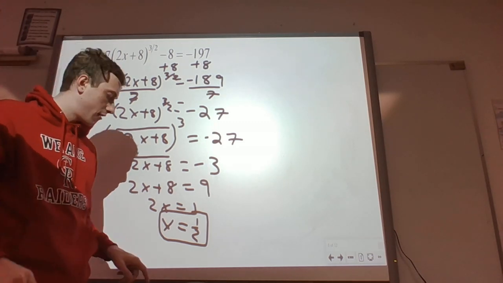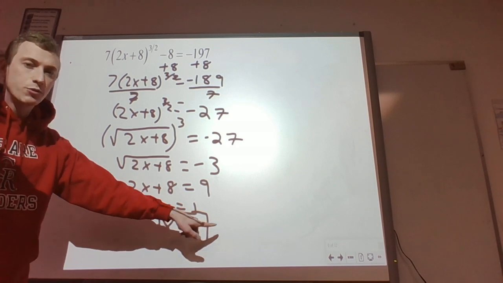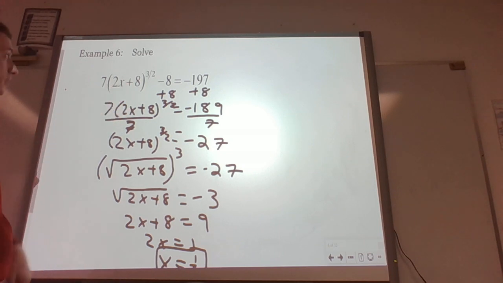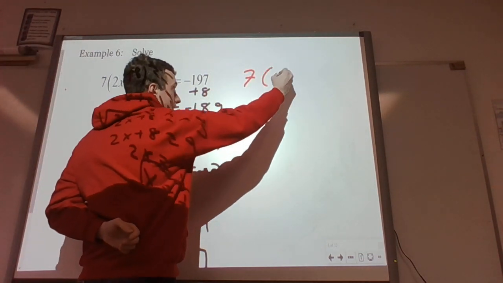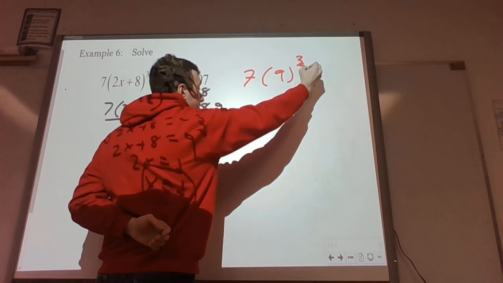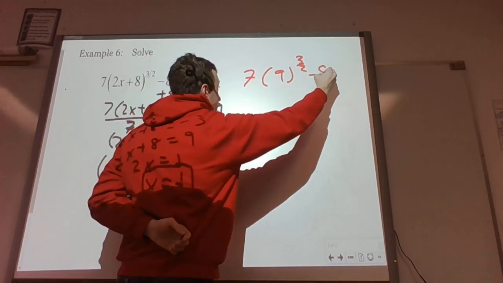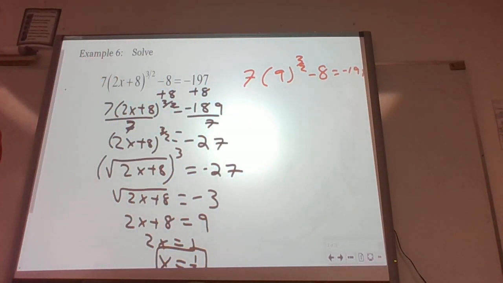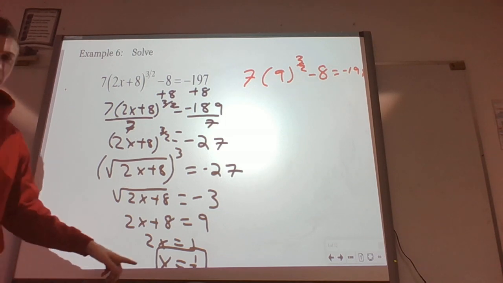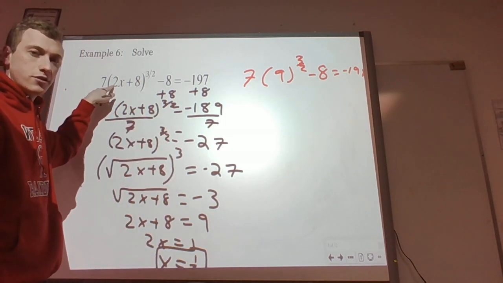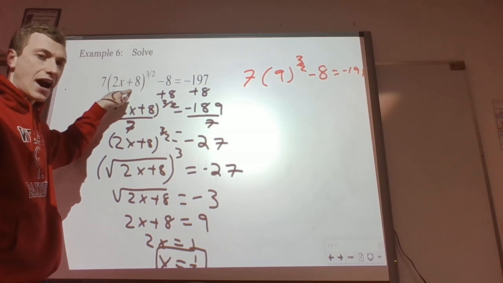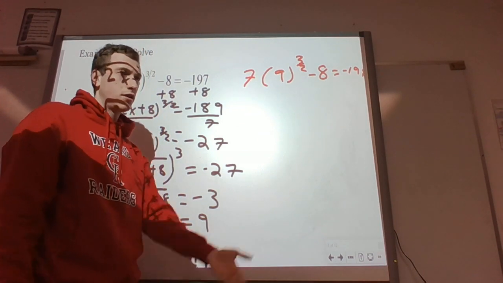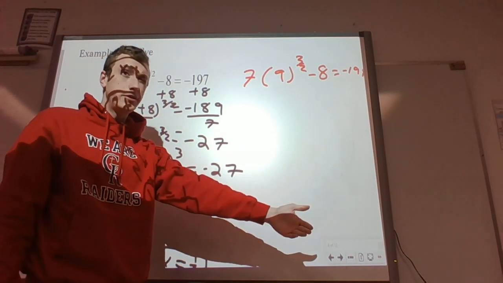Okay, let's go back and verify our solution. We have x equals 1/2, so that's what we'll put up here. 2 times 1/2 is 1, plus 8 will give us 7 times 9 to the 3/2 minus 8 equals negative 197. Just take 1/2 in for x. 2 times 1/2 is 1, plus 8, 9. That's what's going to be inside our parentheses. 9 to the 3/2 power, that'll be the square root cubed.